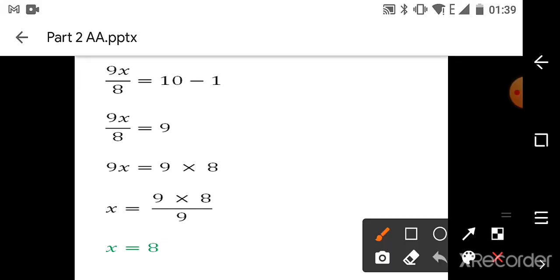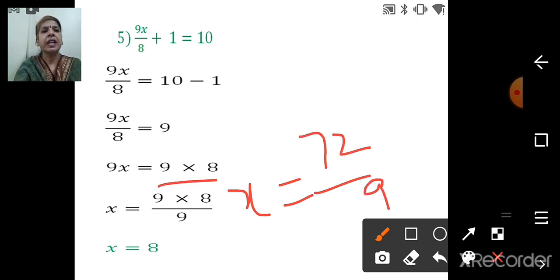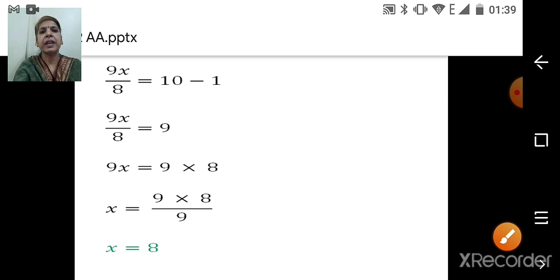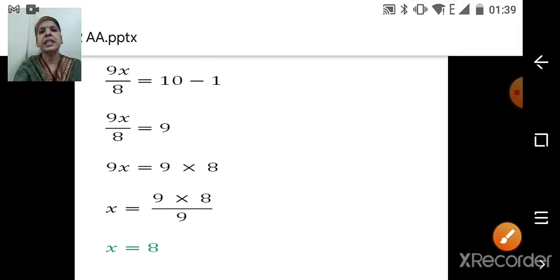Even you can do, children, x is equal to 9 into 8, 72 upon 9. And then you can write 8. So it's up to you how you are doing the calculation. First you are multiplying and writing 9 into 8, 72 upon 9, or you are directly dividing 9 with 9. The answer is 8.